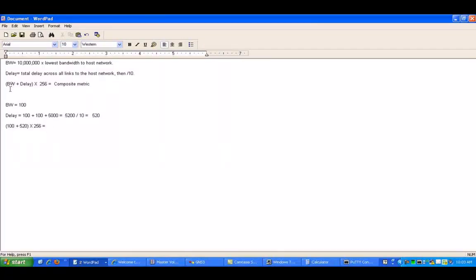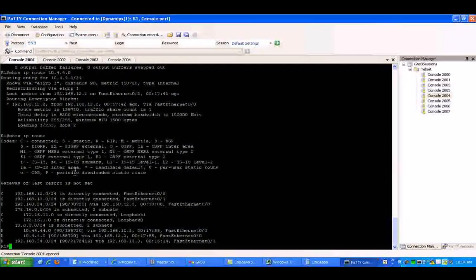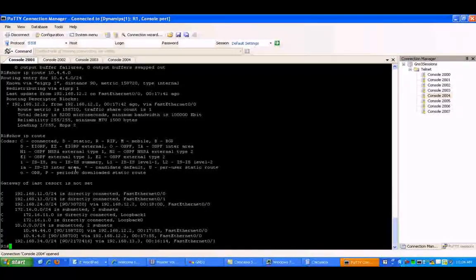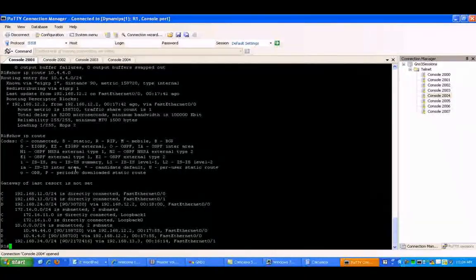And then you take those two numbers that you get, then you take bandwidth plus delay, and then you take the sum of that and multiply that by 256, and then you are left with your composite metric, or feasible distance. So we just explained the composite metric and how EIGRP gets this metric. The next thing we're going to do is EIGRP authentication.